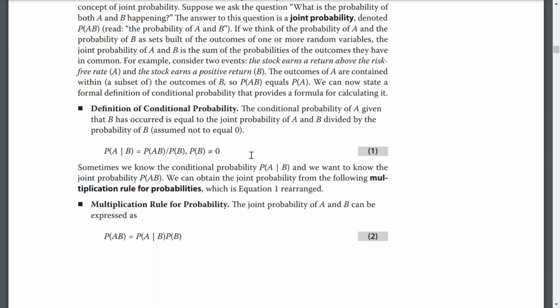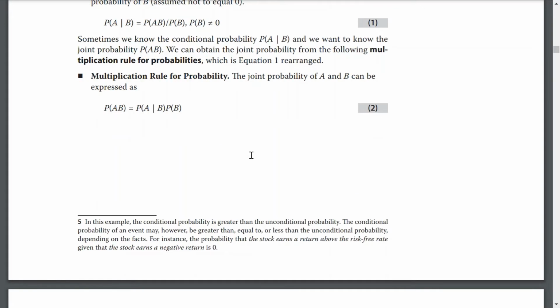We could obtain the joint probability by following the multiplication rule of probabilities, with equation 1 rearranged. By the multiplication rule of probabilities, the joint probability of A and B can be expressed as: the probability of A and B equals the probability of A given B, multiplied by the probability of B.